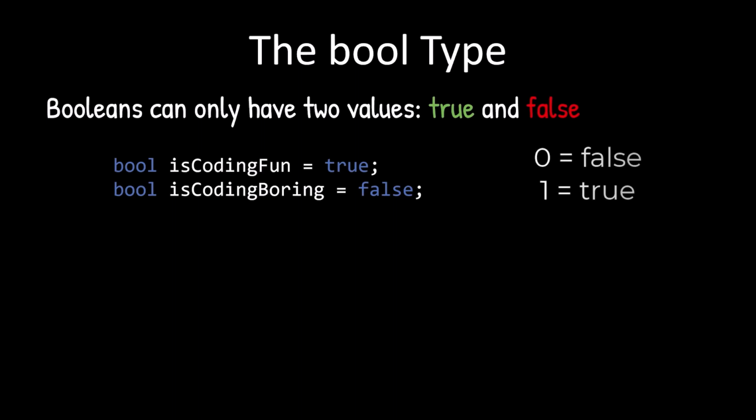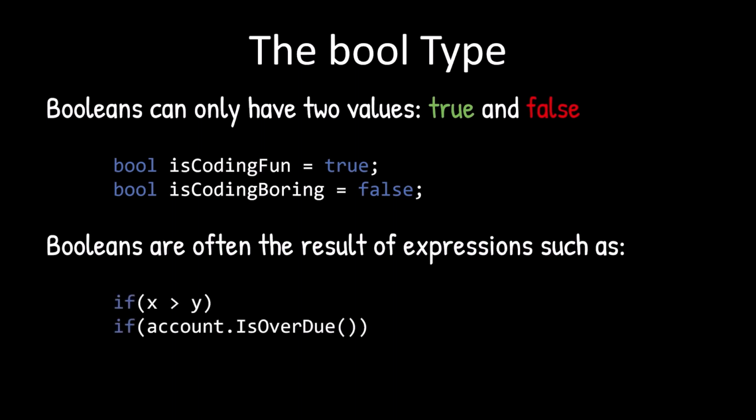Some languages also interpret other values like 0 as false and 1 as true, but C# is not one of these languages. You will always use the true and false keywords when you want to specifically assign a value of true or false. It's important to point out that Booleans are more often seen as the result of an expression statement, such as X is greater than Y, or is this account overdue?